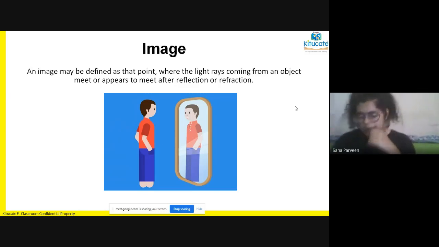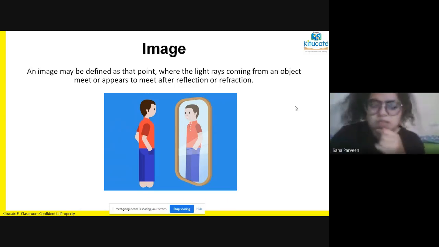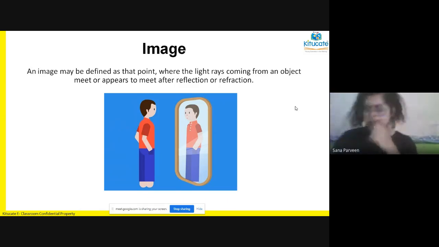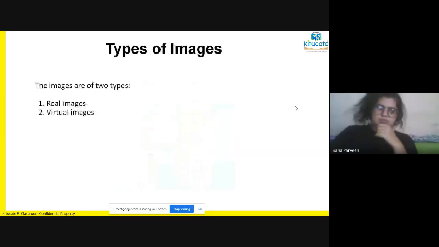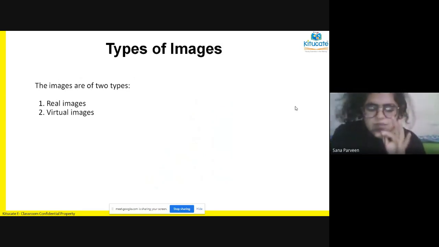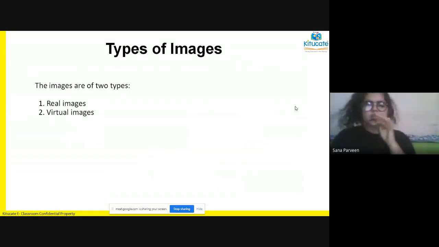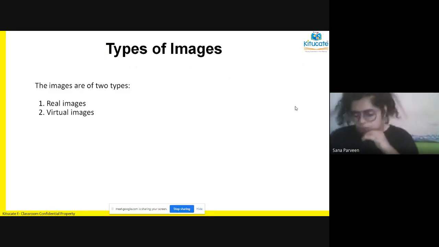In plane mirrors also we have seen that some images form. Smooth reflecting surface, again image is going to be formed. Be it plane mirror or curved surfaces, image will be formed because the light is getting reflected, as I just mentioned. Now there are two types of images. Classification is done based upon how the image is formed. First is the real image, and second is the virtual image.